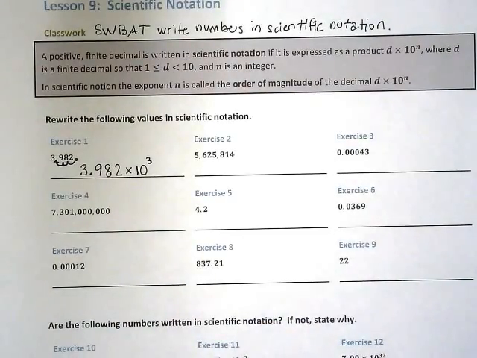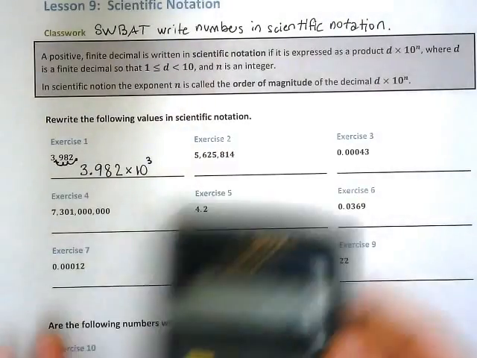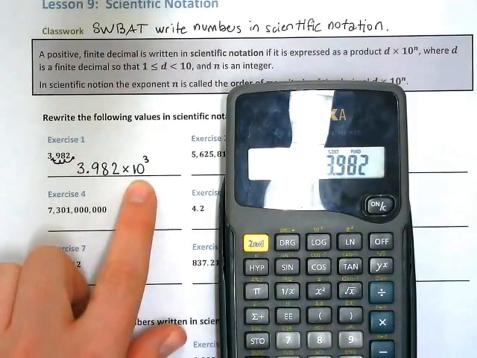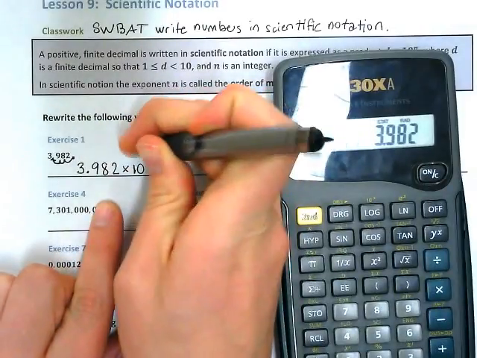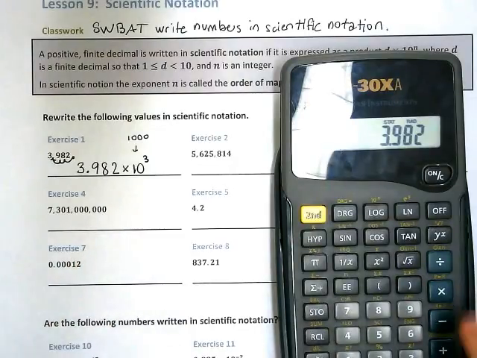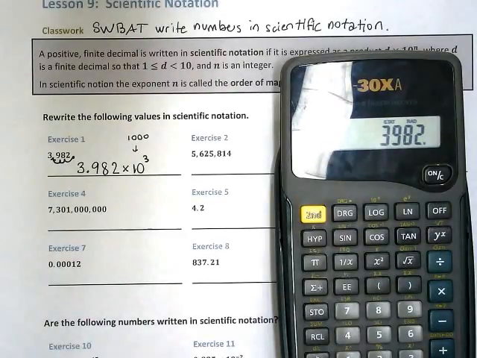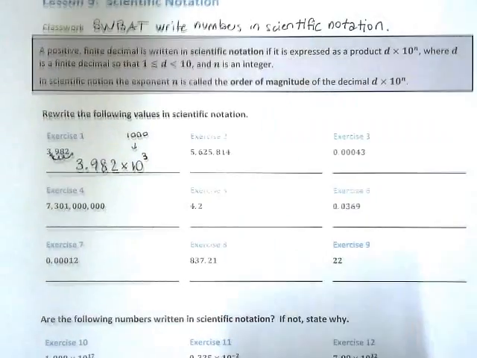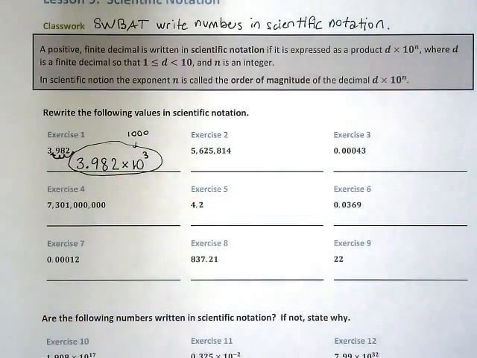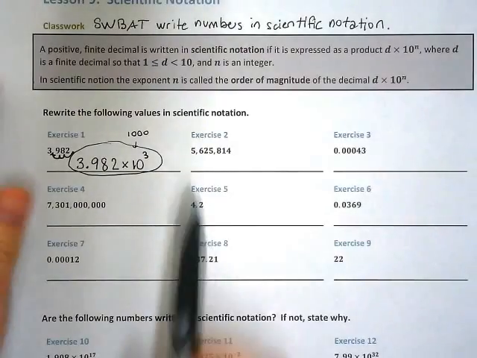And we can totally check this. If I had a calculator, if I do 3.982 times, let's see, what is 10 to the third? 10 to the third is a 1 with 3 zeros, 1,000. So 3.982 times 1,000 equals 3,982. So we have 3,982 in scientific notation. All right, let's go ahead and try exercise 2.